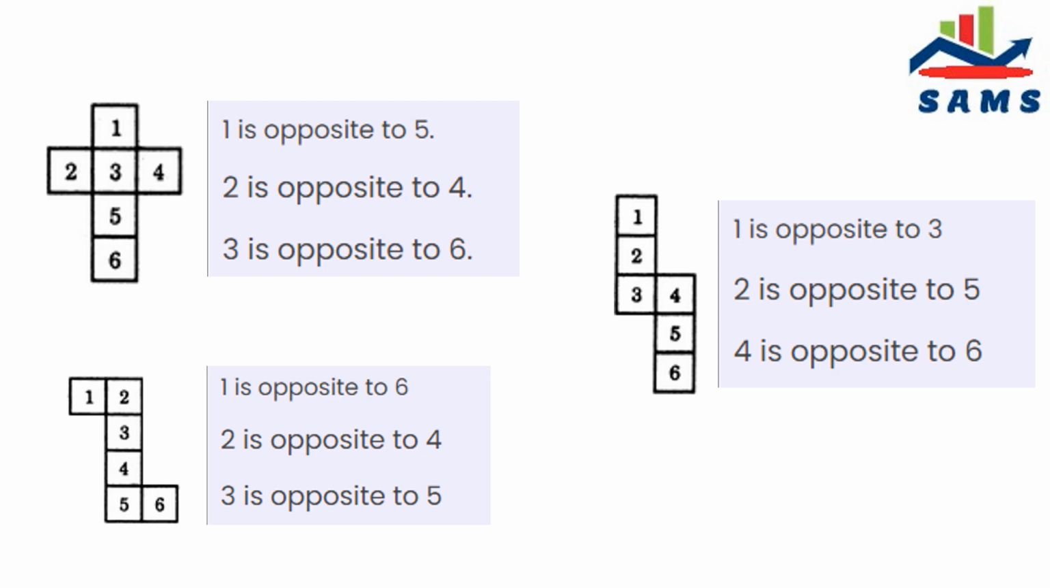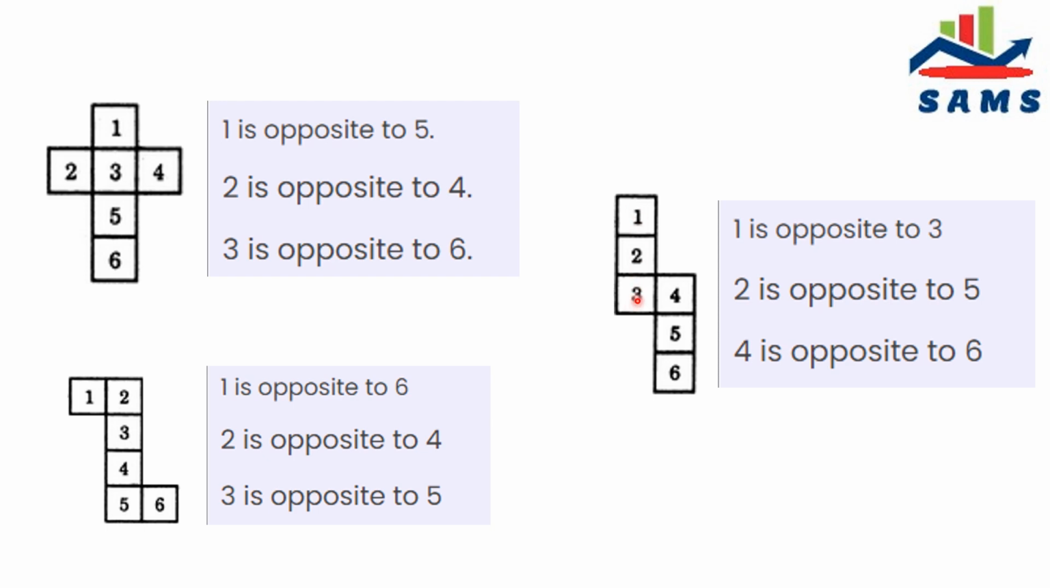Now, there are 3 open dice patterns here on your screen. In the first pattern, 1 and 5 will be on the opposite sides. We are skipping 3 here. 3 and 6 will be on the opposite sides, and 2 and 4 will be on the opposite sides. If you look at the second pattern, 2 and 4 fall on the opposite sides. 3 and 5 will be on the opposite sides, and what is left? 1 and 6, they will be on the opposite sides.